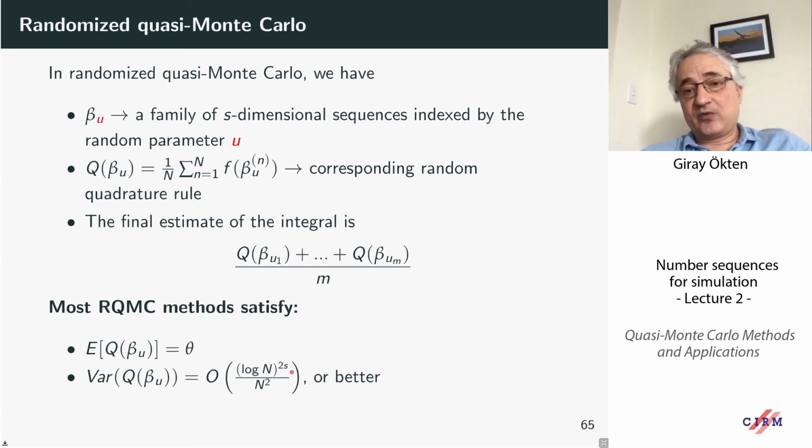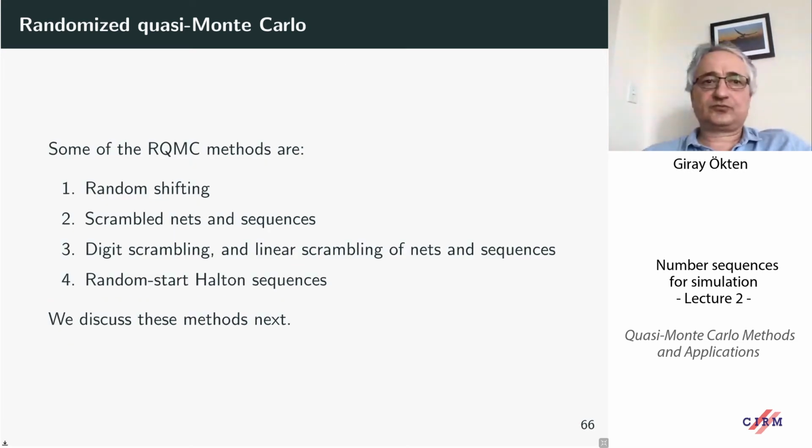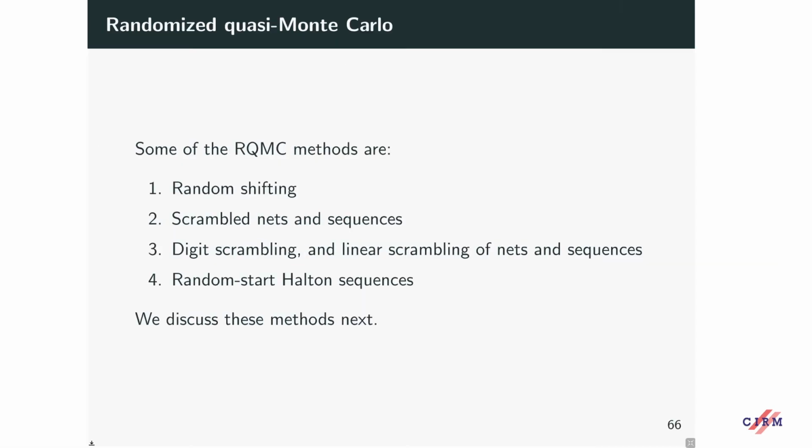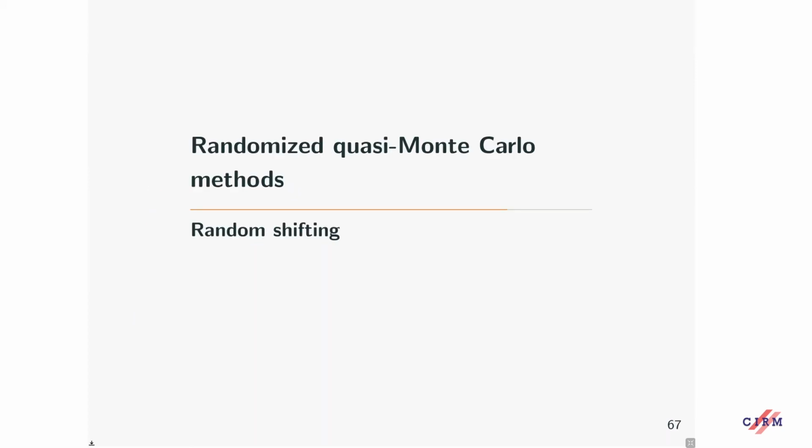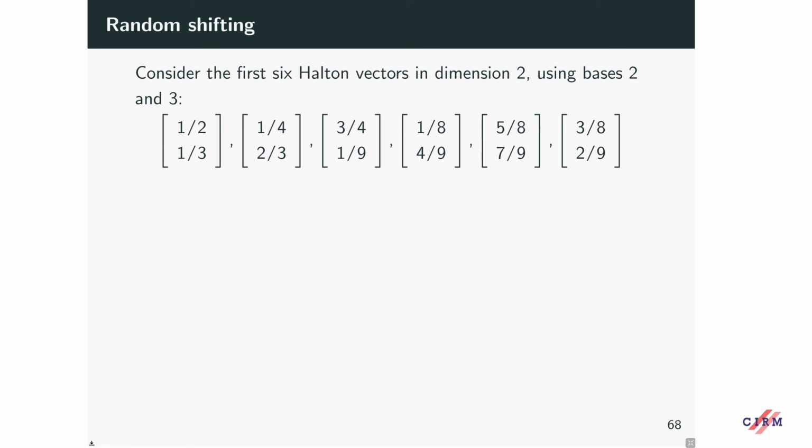satisfies this error bound. And if you look at this term, you see that this is the square of the error term, the star discrepancy of a low discrepancy sequence. And in some of the RQMC methods, with additional assumptions, this can be reduced further. And here is a list of some randomized quasi-Monte Carlo methods that I'm going to talk about now. The random shifting is easy to explain, it's easy to apply.